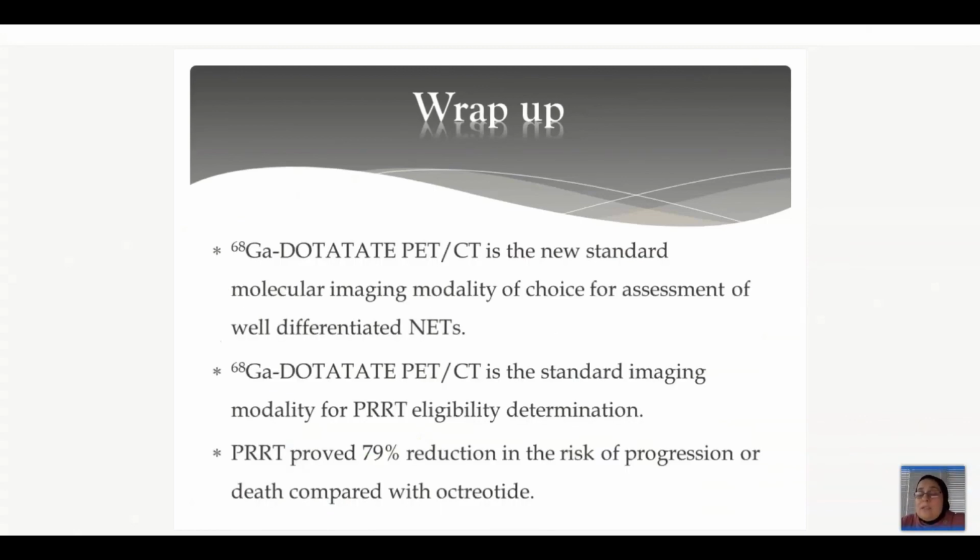Gallium dotatate PET-CT, and I think copper-64 dotatate PET-CT, is the new standard molecular imaging modality of choice for assessment of neuroendocrine tumors. It's also the standard imaging modality to determine PRRT eligibility, because you will see, does this patient have enough lesions that express that receptor, that target for me to treat, right? This is what it means. And of course, PRRT proved a 79% reduction in risk of progression and death when compared to the cold octreotide.